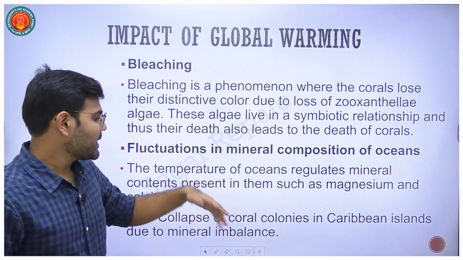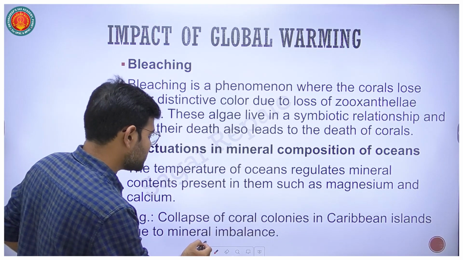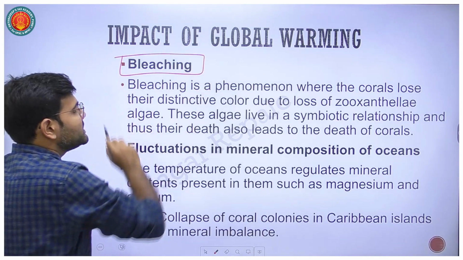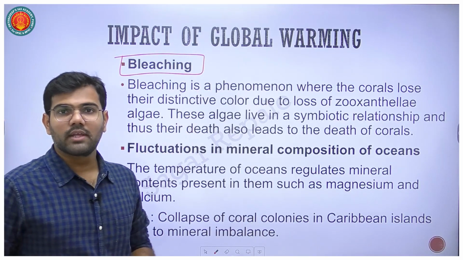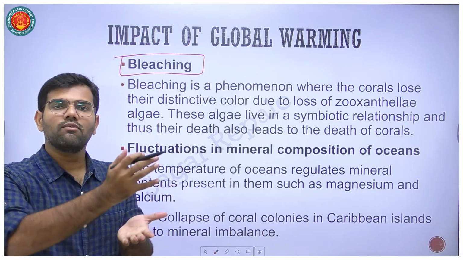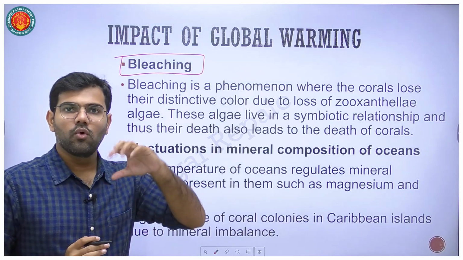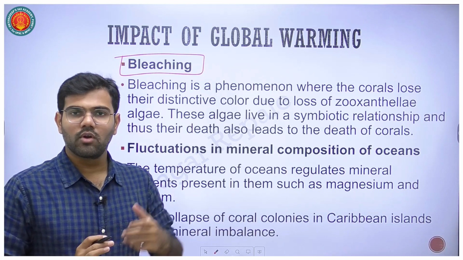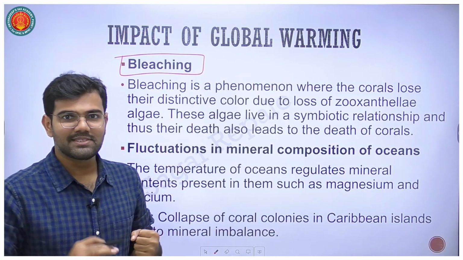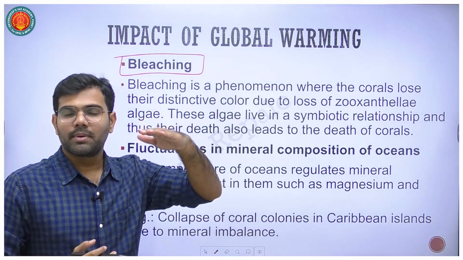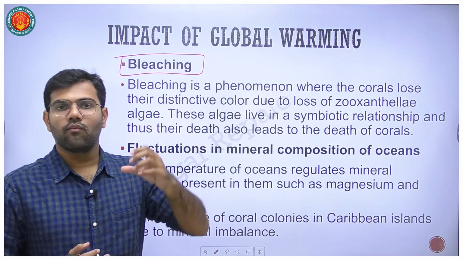So what are the impacts? First major impact of global warming is bleaching. What is bleaching? In the lecture we have seen what is bleaching. Basically bleaching of coral means death of corals. We know coral is a symbiotic association of coral polyps, which are animals, and Zooxanthellae algae. So due to the increase in the temperature, we know coral require warm temperature.